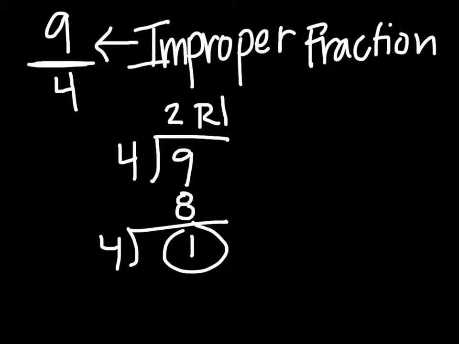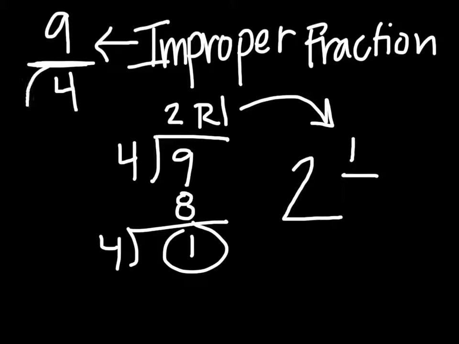How do we put this into a mixed number? Well, remember that that 2 represents the whole number in the mixed number, so we keep that as a 2. The 1 becomes the numerator, right? It becomes the top of the fraction in the mixed number. What is the denominator? Well, we need to look at the original denominator. The original denominator was 4. So 9/4 is equal to 2 and 1/4.